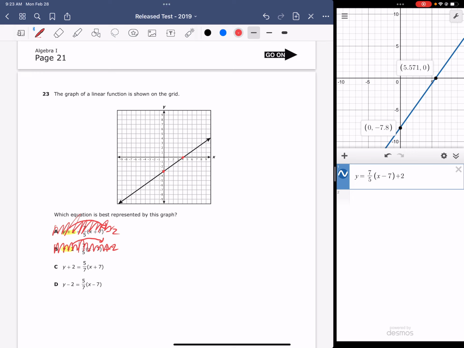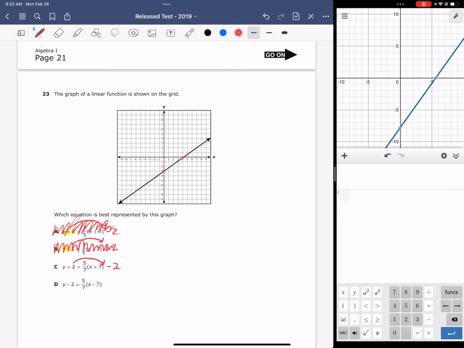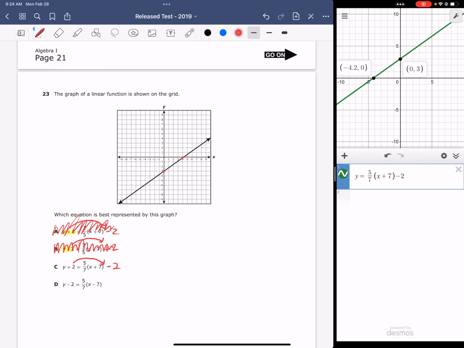Going to C, again, we see that we're going to need to move a constant to the right-hand side, and when that +2 moves over, it becomes its opposite of -2. And so we can come back to Desmos and type in letter C. Y is equal to 5 divided by 7, x plus 7, minus 2. Again, we notice that we do not have the correct x and y intercept. We have the opposite of them, and so therefore we can feel very good that C is not correct either.